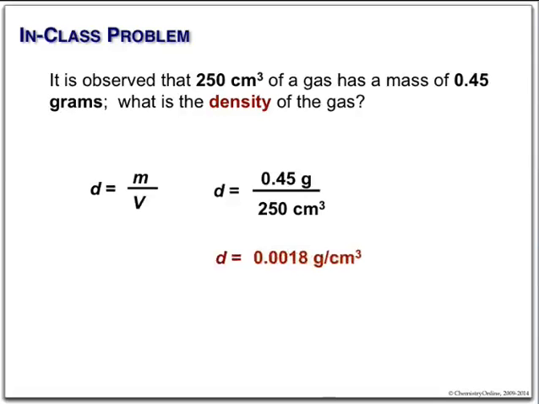We have two significant figures up top. We have no decimal points, so we have two significant figures in the bottom. We have two significant figures in our answer.